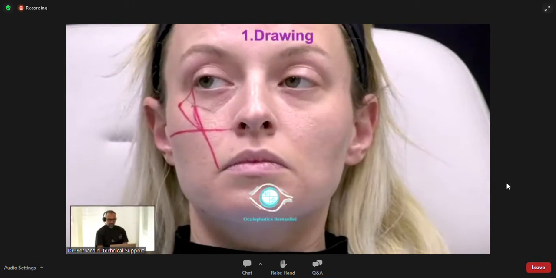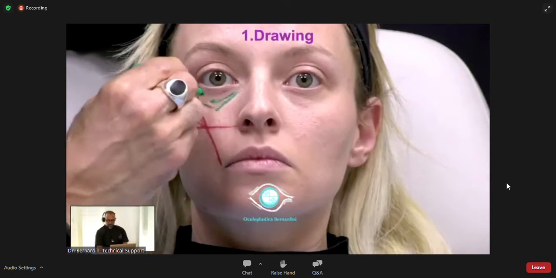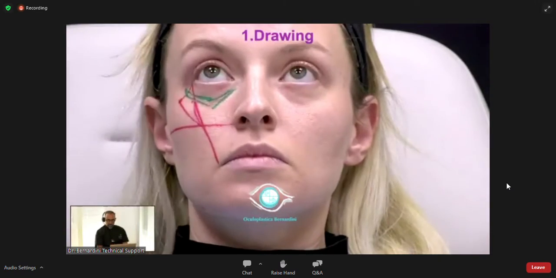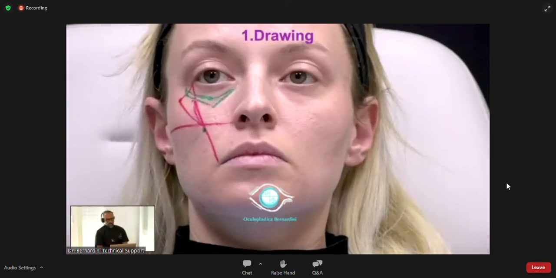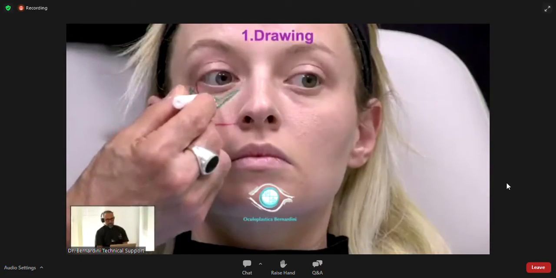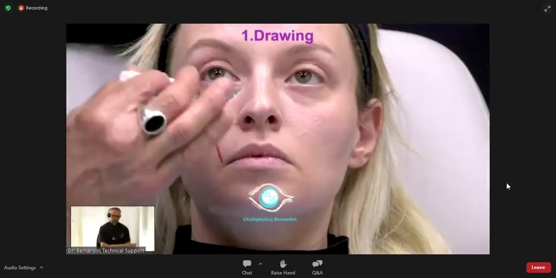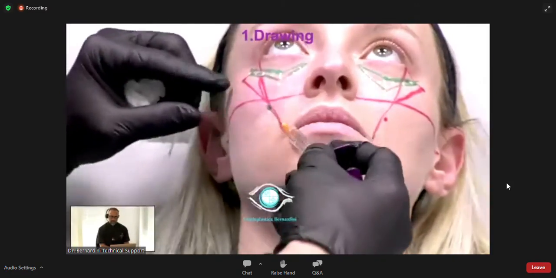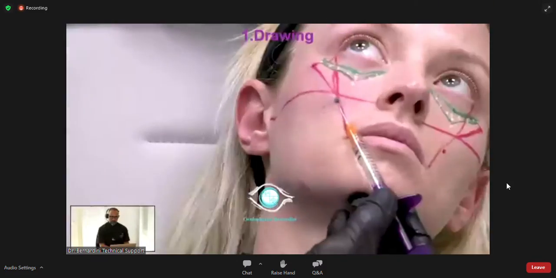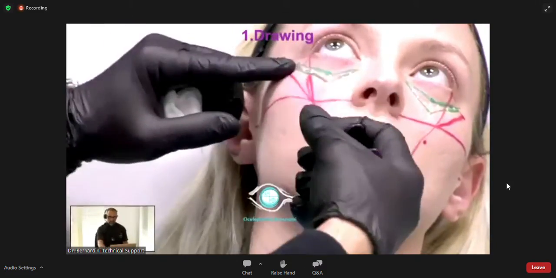Sorry, we'll come back with a fresher marking pen. Here is the orbital rim drawn. Here is my entry point, and here I also mark the points where I will be delivering my bolus, microbolus, and the bridging. And here is the injection technique that we're about to see. I don't want to spoil that for you.